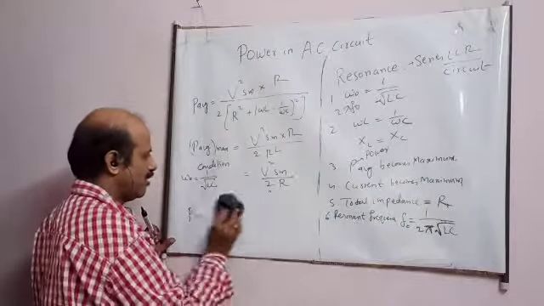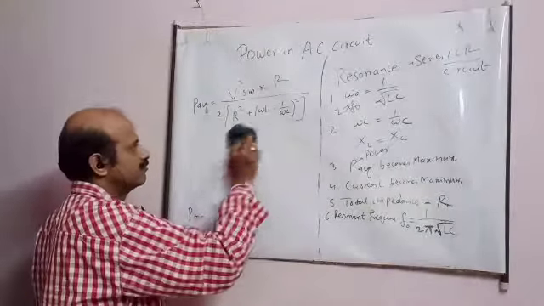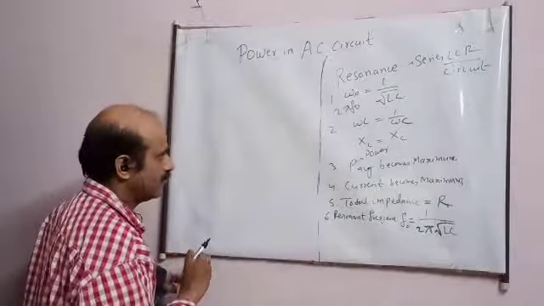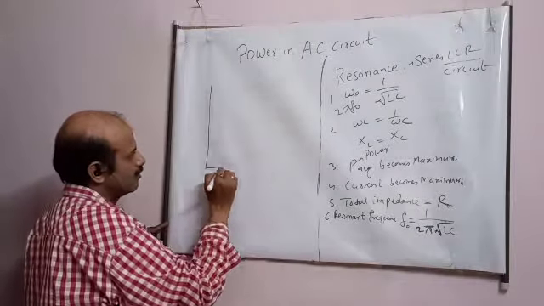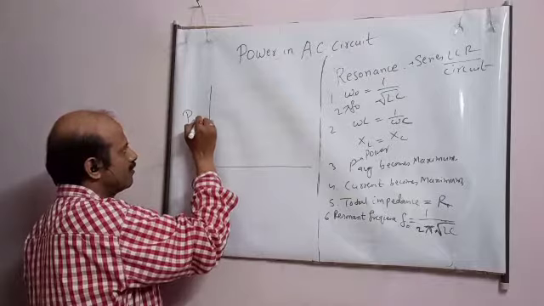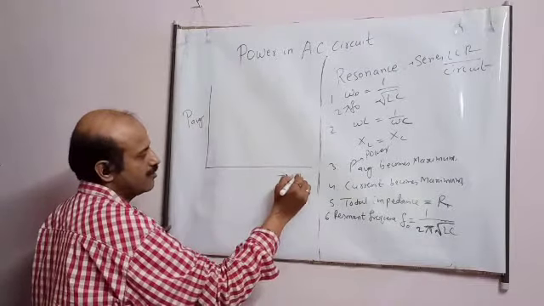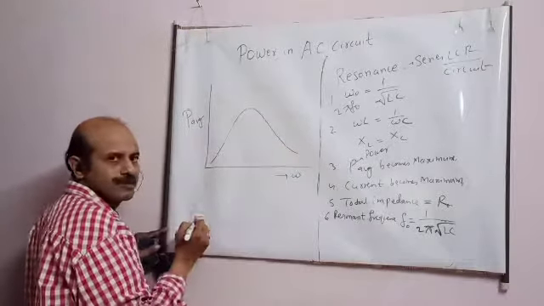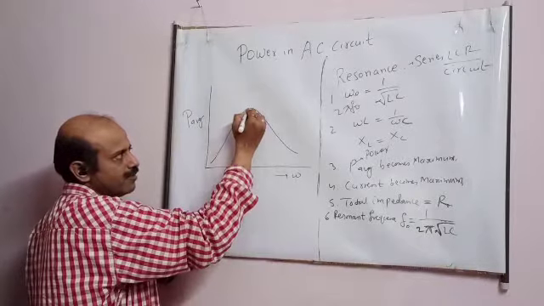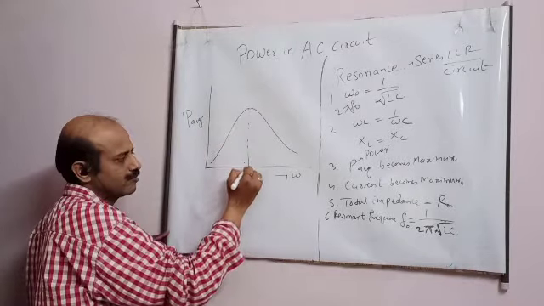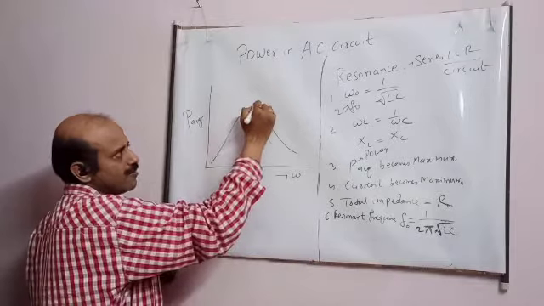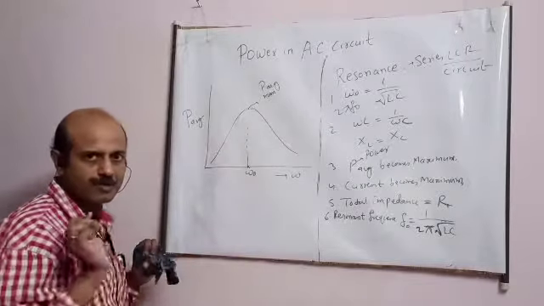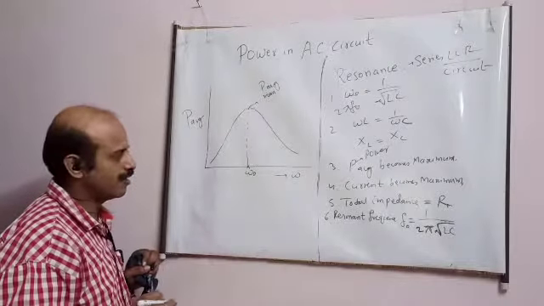Now, student, we will draw a graph between average power and frequency. The graph is like this, student. First power increases, then it decreases, and at this frequency, power is maximum. Okay, student. This is the graph between power and frequency.